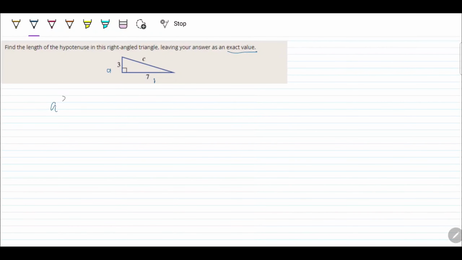Once again, a squared plus b squared equals c squared. A squared will be 3 squared, b squared will be 7 squared, and c squared we'll leave as unknown. 3 squared gives me 9, 7 squared gives me 49, equals c squared. 9 plus 49 gives me 58, equals c squared. The square root of 58 will give me c. So that's it for this one.